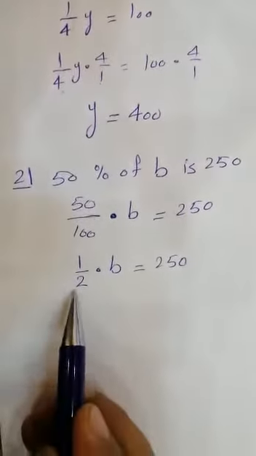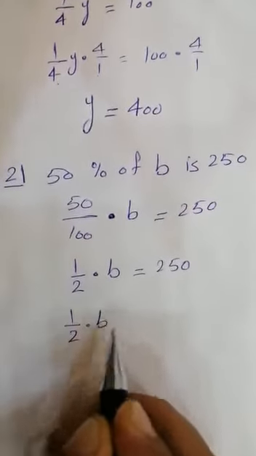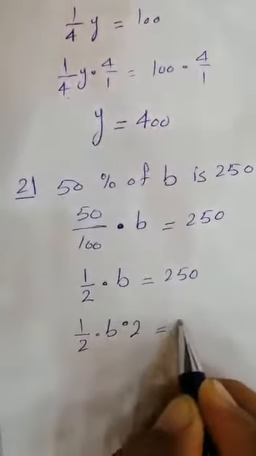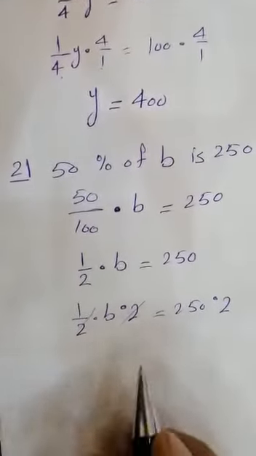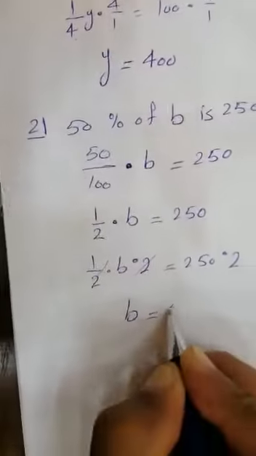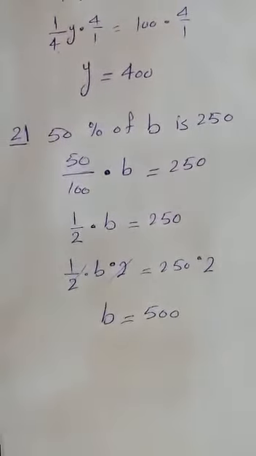What is the reciprocal of 1 out of 2? 2 out of 1, that means 2. 1 out of 2 b times 2 equals 250 times 2. 1 out of 2 multiplied by 2 is 1. And then b equals 500. The whole number is 500.